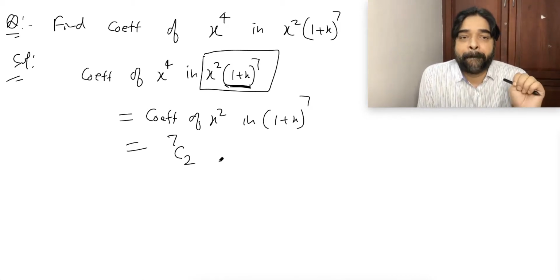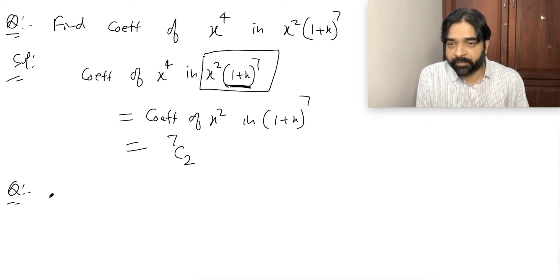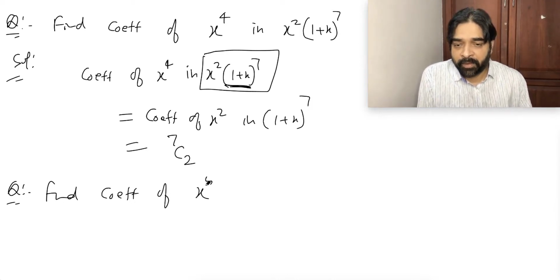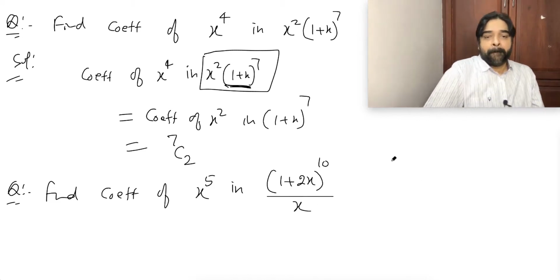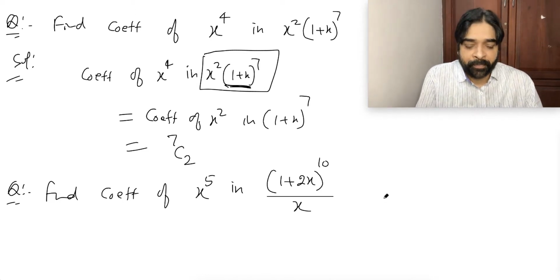Understood everybody? Next one. Find coefficient of x^5 in (1 + 2x)^10 divided by x. You have to try.